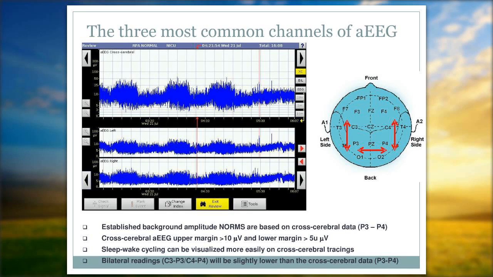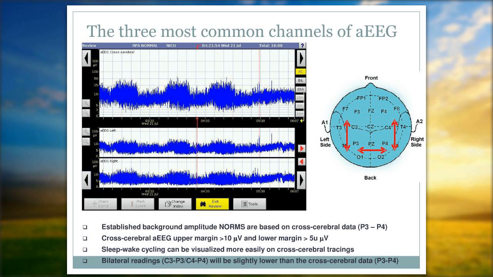On most of the monitors that we have in our unit, we're going to have the ability to look at all three channels. So this would be either the left, the right, and the cross-cerebral. One thing that I want you to be sure and note is that when you're looking at the bilateral readings, or the C3P3 and the C4P4 readings coming from each hemisphere, the actual tracing might sit a little bit lower than the cross-cerebral does when you're looking at the actual band. So in this particular example, you'll see that it's about 1 to 2 microvolts lower.